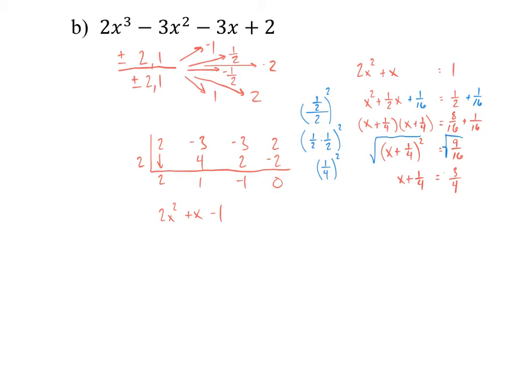But remember, when you take the square root, you could have a positive or negative version of that. So now I just have to subtract 1/4 from both sides. So I have negative 1/4 plus or minus 3/4.